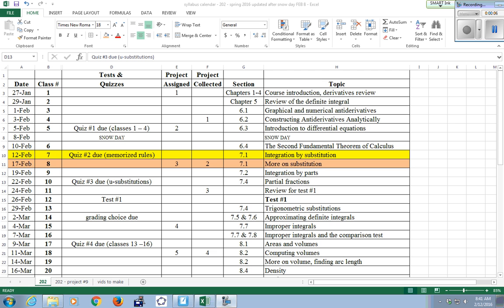So some announcements about what's coming up. Quiz 2, your memorized rules quiz, is due today. So just put that in your folder. If you handed it in early, it's still in the folder and I haven't looked at it yet, just leave it there. And then there's no class Monday anywhere at GCC. So we will meet again on Wednesday when Project 2 is due and Project 3 will be assigned. And then after that, in the following weeks, we've got another quiz and a test coming up.